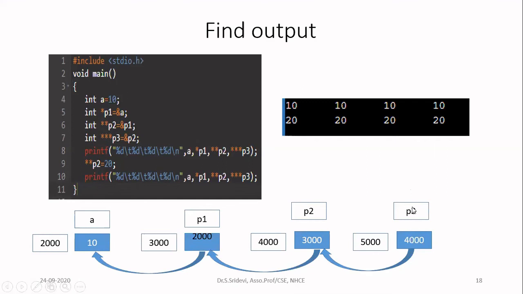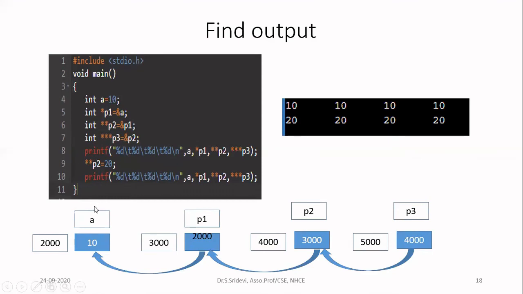Now p3 is allocated the memory location 5000. Again, 8 bytes of memory will be allocated to p3 starting from 5000 up to 5007. But now in that memory, I am storing the address of p2, that is nothing but 4000.